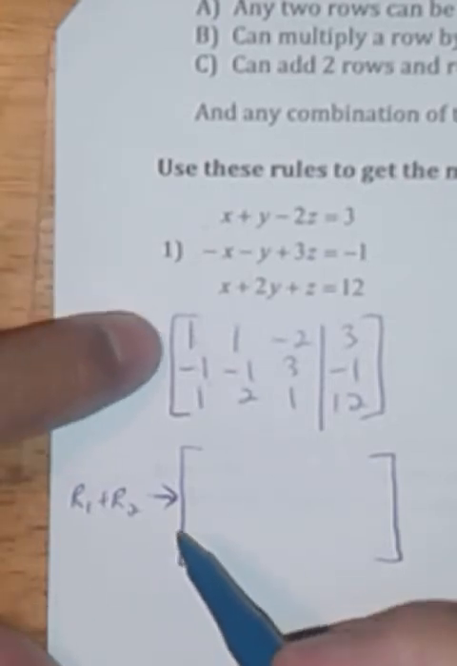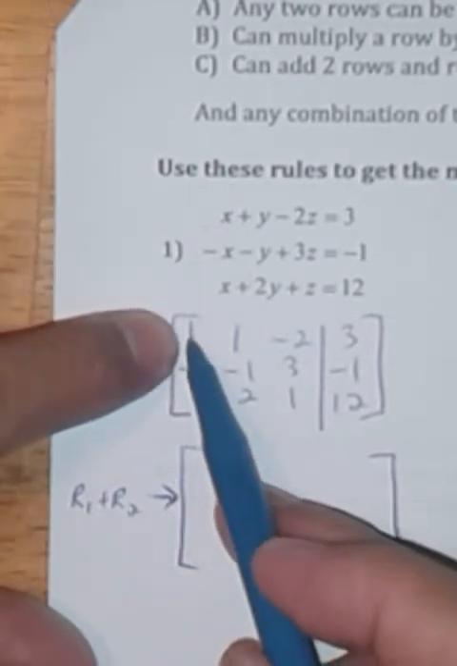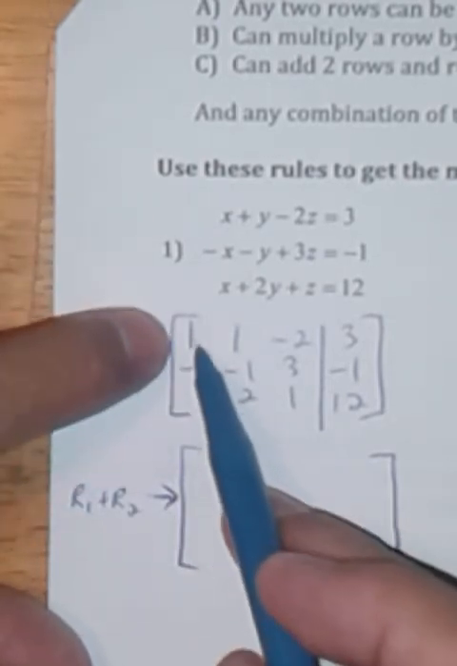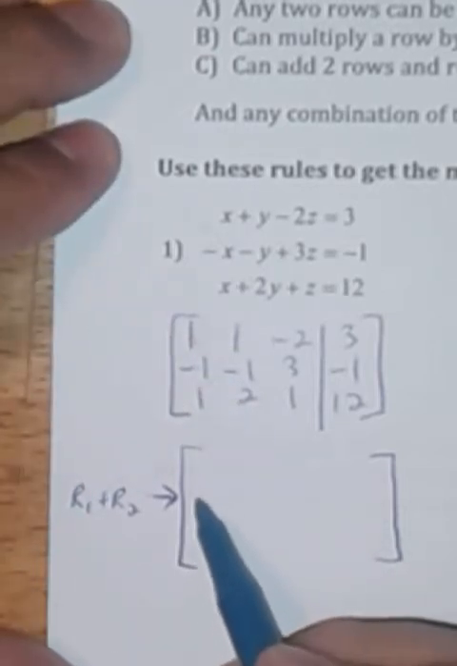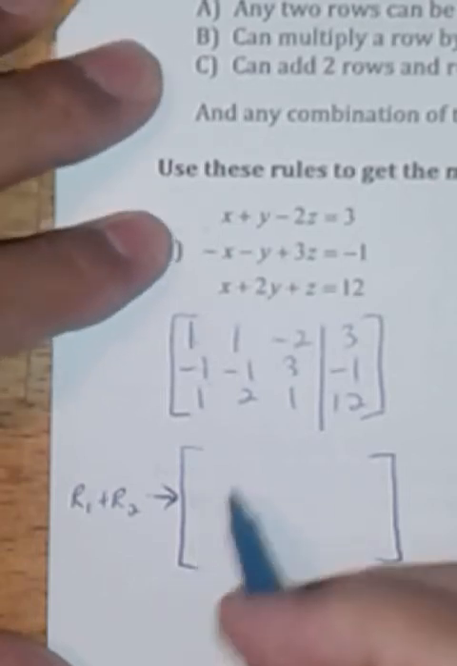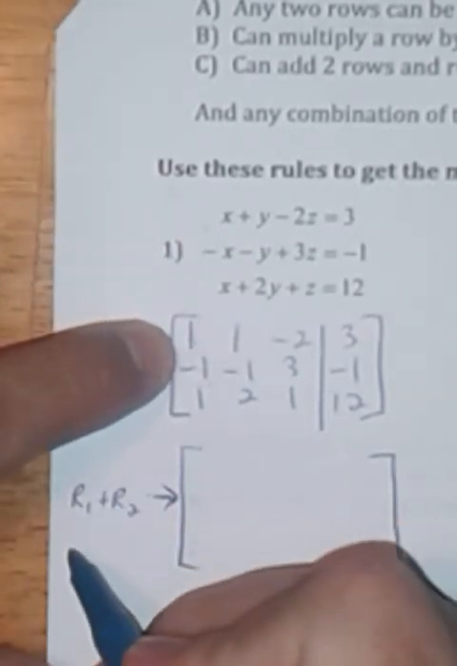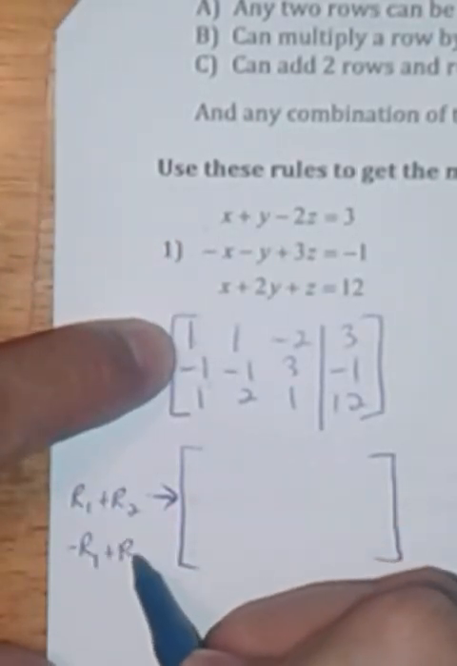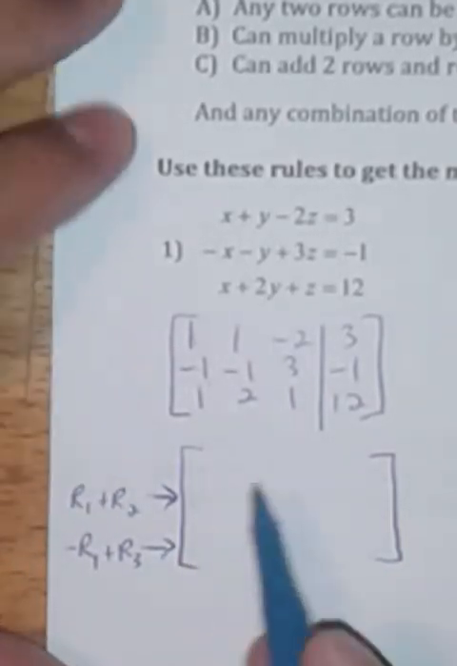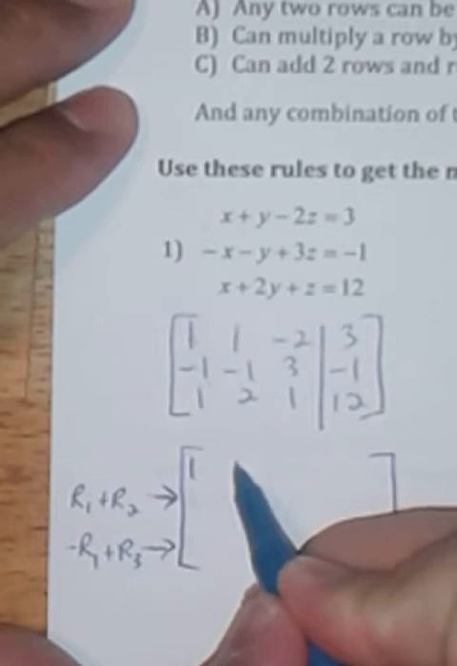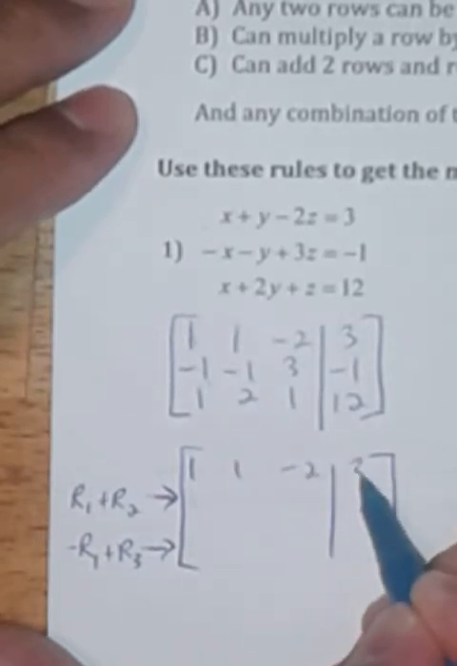Okay? And then I'm going to take the negative of row 1 plus row 3. Notice if I take the negative of that plus that, that'll give me a 0. And notice I'm concentrating on this column right here, these two zeros. I said the negative of row 1 plus row 3, and I'll put that result in row 3. What am I going to do with row 1? I'm just going to keep it. 1, 1, negative 2, 3.